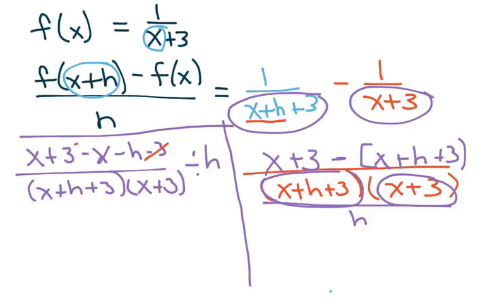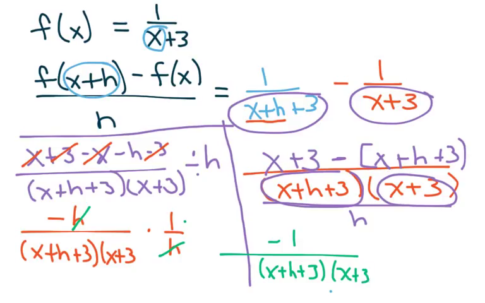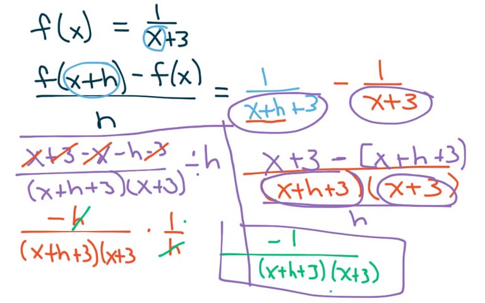3's cancel. The x's cancel. So I have negative h over x plus h plus 3 times the quantity of x plus 3 times 1 over h. So the h's cancel, because h divided by h is 1, and we're going to get negative times 1, so that's negative 1 all over the quantity of x plus h plus 3 times the quantity of x plus 3. And that is your final answer. And that is it.